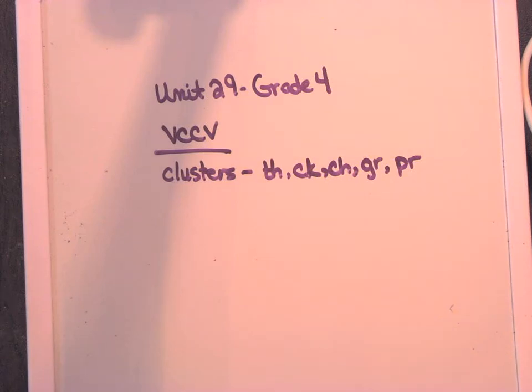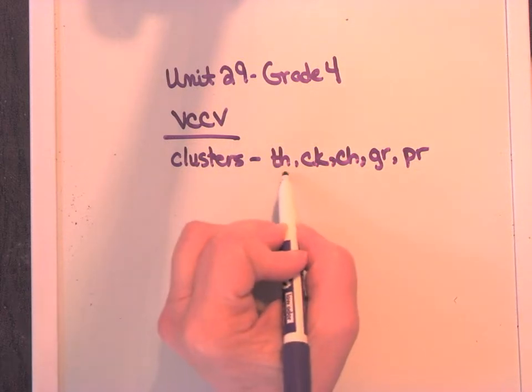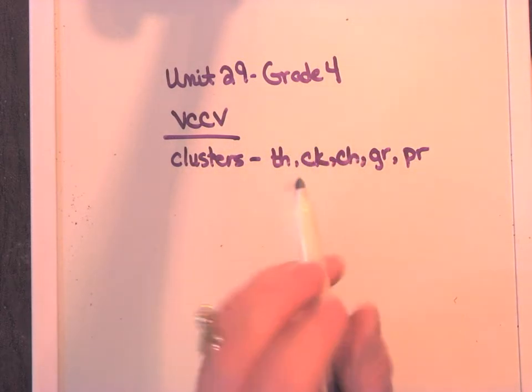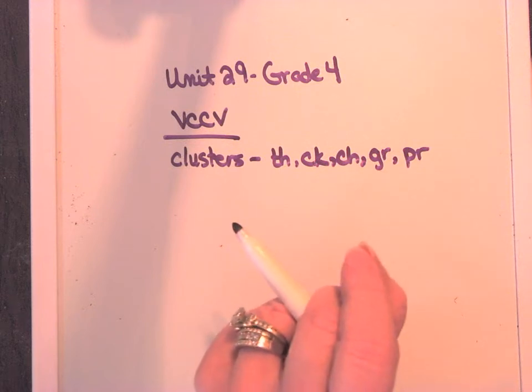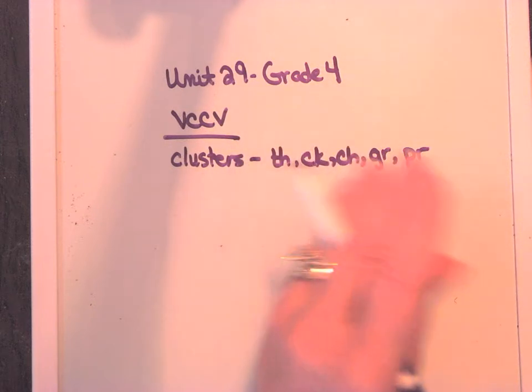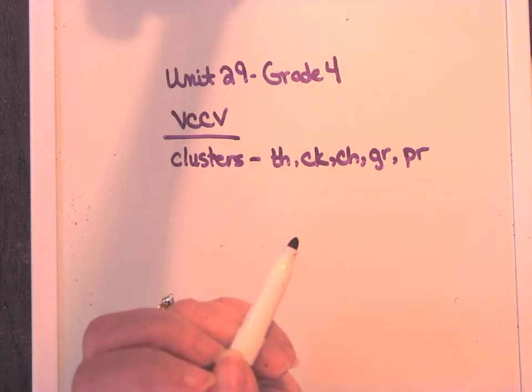Hi, fourth graders. We're going to talk about Unit 29 spelling this week. It's vowel, consonant, consonant, vowel groups. And in a vowel, consonant, consonant, vowel word, in this unit, we're going to have things called clusters. Clusters are two letters that come together to spell a different sound than what we normally would see if we just sounded it out. So we have the TH cluster. It's not t-huh, it's th.